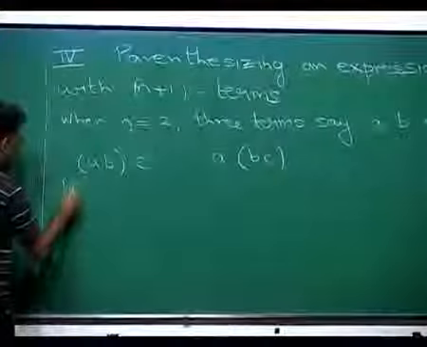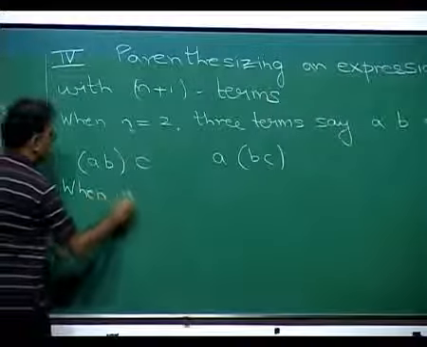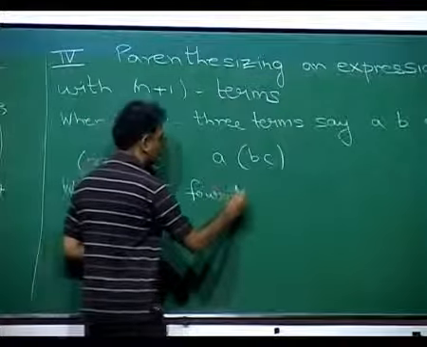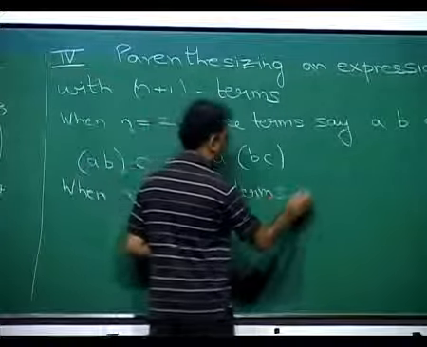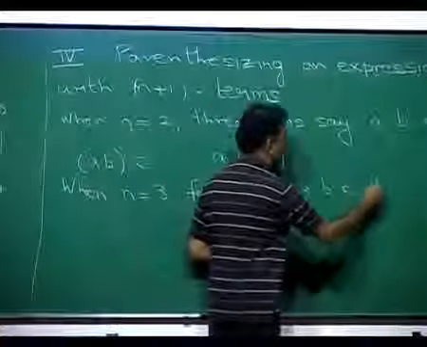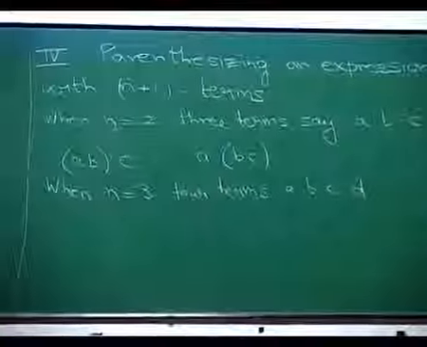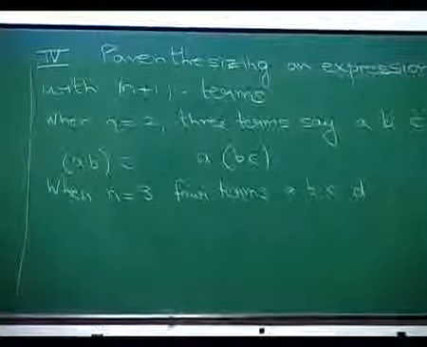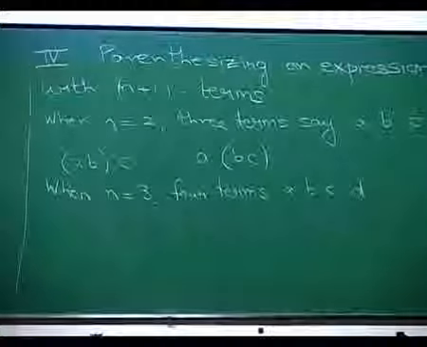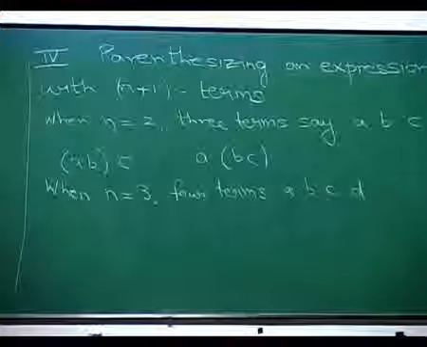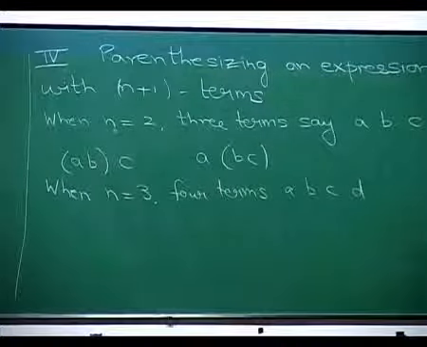When n equal to 3, 4 terms A, B, C, D. So now you have 4 terms which you want to multiply together. How many ways can you do this? 2 at a time. You are only allowed to do multiplications 2 at a time. You have to take 2 things, multiply. Then you can take the result and multiply with something else. But you have to do it 2 at a time. So there are many ways.